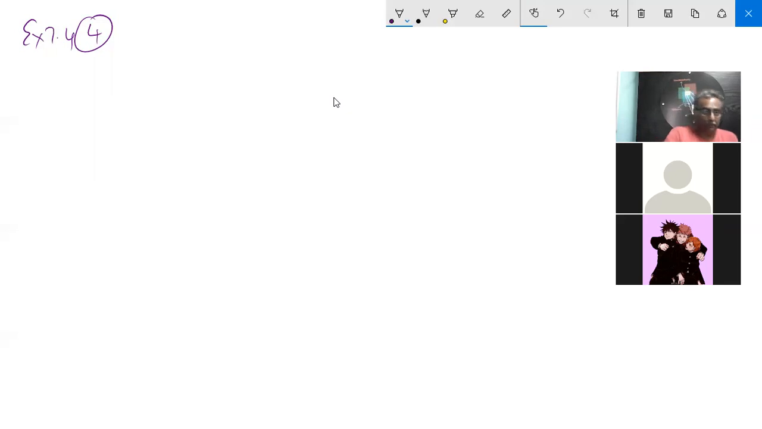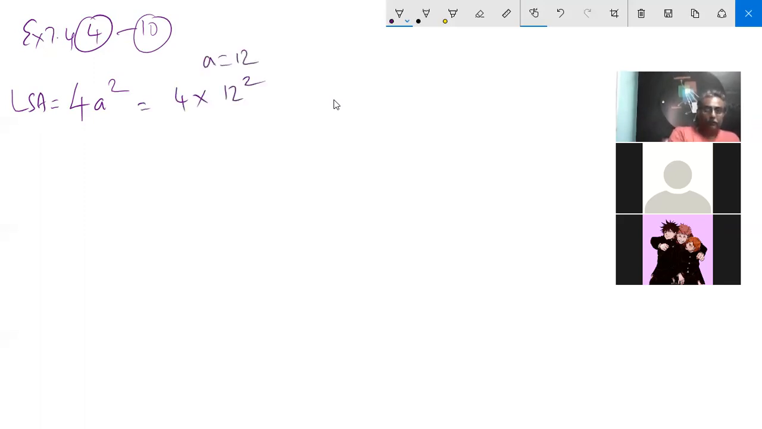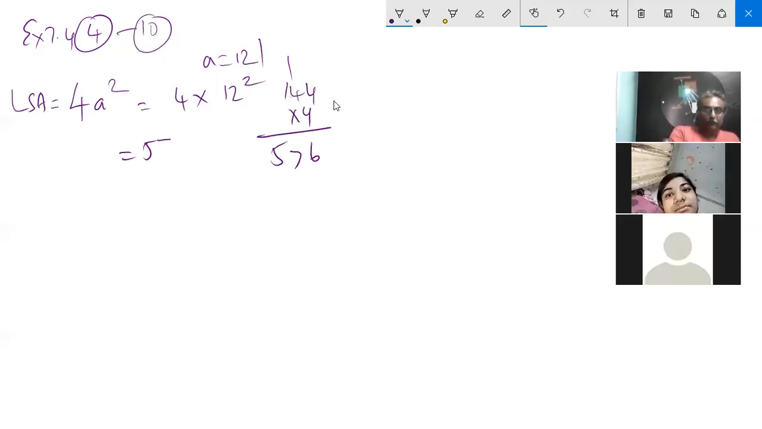Only fourth sum to 10th sum you have to do. Okay. The lateral surface area of a cube of side 12 centimeter. What is the lateral surface area formula? 4a squared. Okay, 4 into a squared, where a is equal to 12. 12 squared is 144, into 4. 4 4s are 16, 4 4s are 16, 1 4 5 76. That is equal to 576.